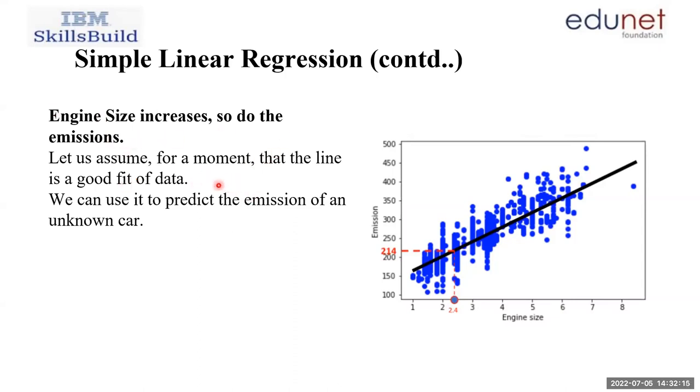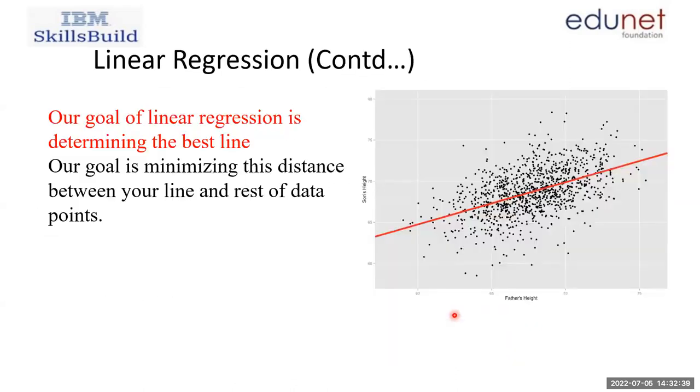So let us assume for a moment that the line is a good fit of the data. We have to plot a regression line. That is our aim. So we can use it to predict the emission of an unknown car. If we have an unseen data point, an engine size of 2.4, this is going to predict.